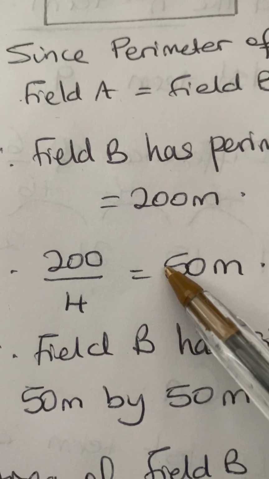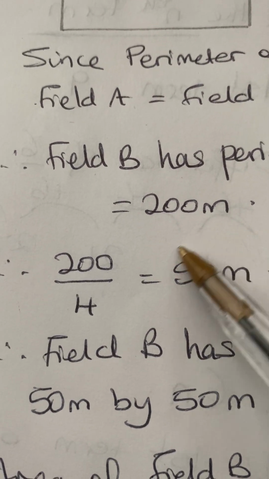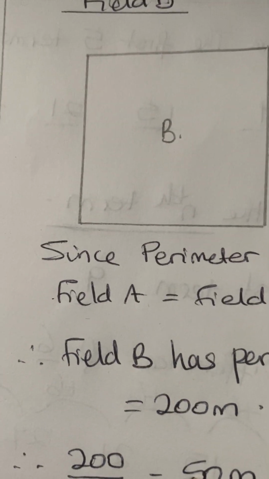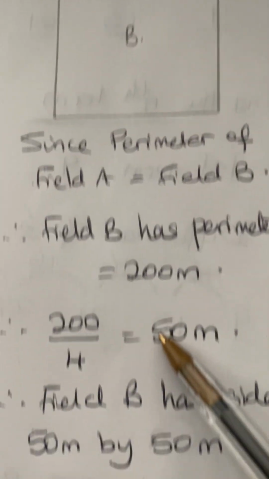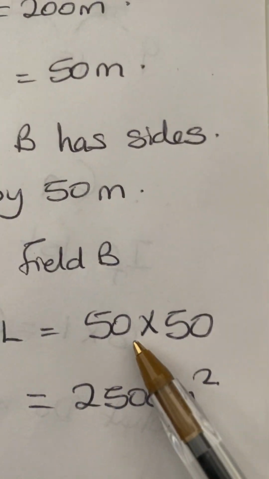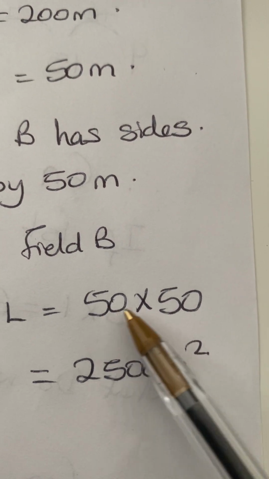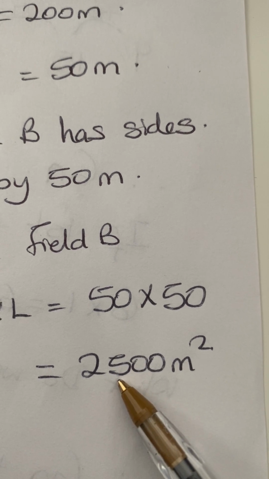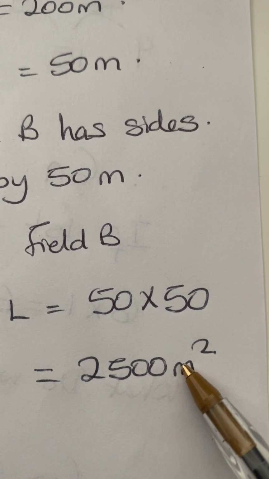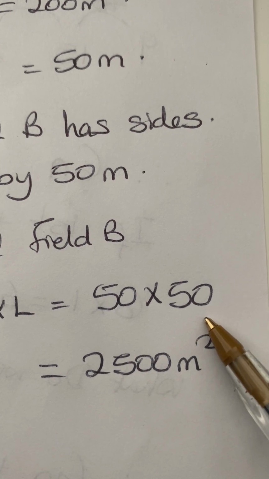So now we know the sides of the square field B. To find the area of field B is 50 times 50. 5 times 5 is 25. Then you add your 2 zeros. The unit is meters squared.